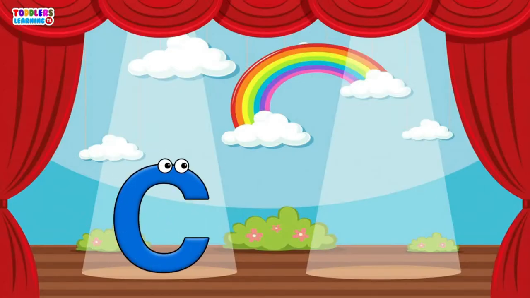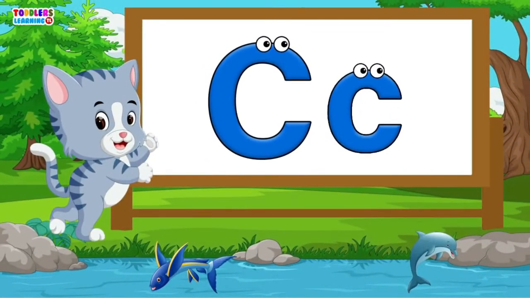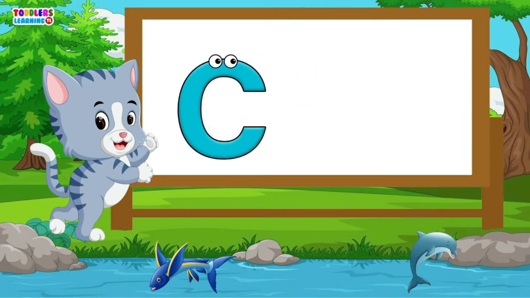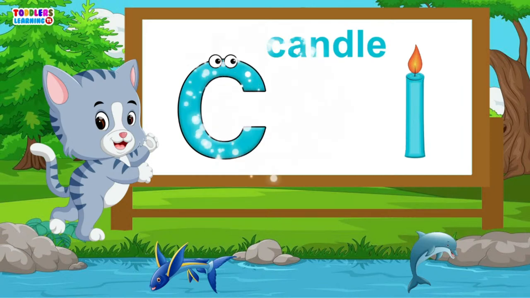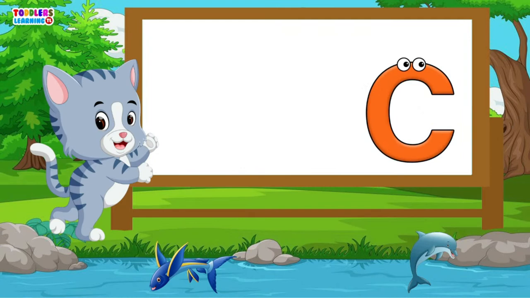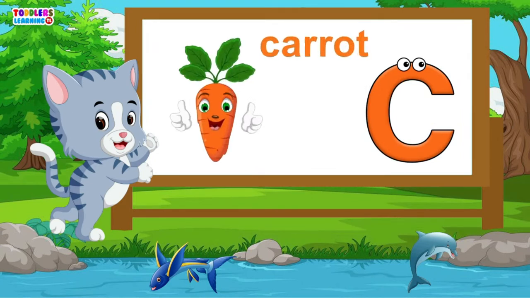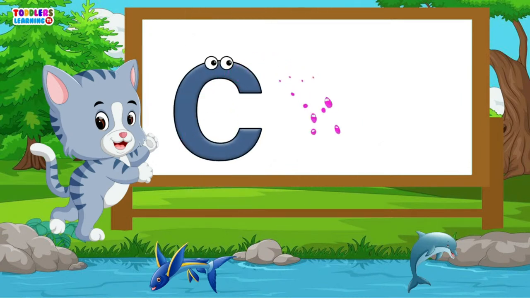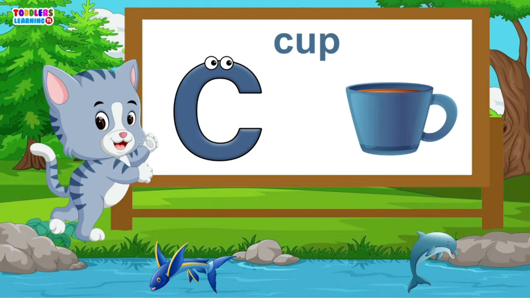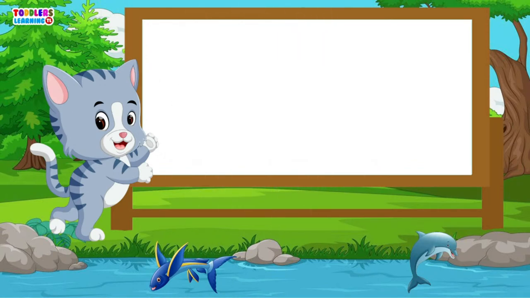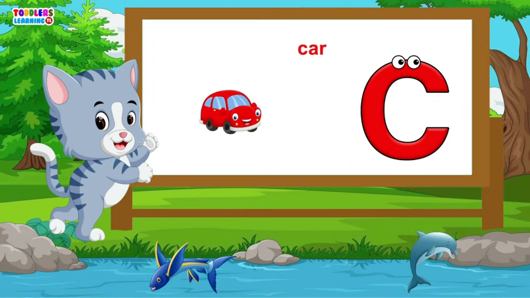This one is uppercase C. This one is lowercase C. Today we will learn different words that start with letter C. C. The sound of C is K. C for candles. C for carrot. C for cup. C for car.